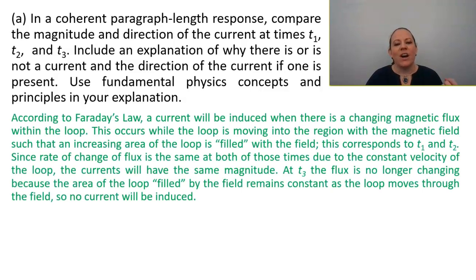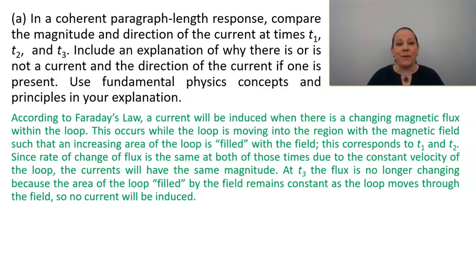According to Faraday's law, a current will be induced when there is a changing magnetic flux within the loop. This occurs while the loop is moving into the region with the magnetic field, such that an increasing area of the loop is filled with the field. That's how I think about it. And this corresponds to times T1 and T2. Since the rate of change of flux is the same at both of those times, due to the constant velocity of the loop, the currents will have the same magnitude. At T3, the flux is no longer changing because the area of the loop filled by the field remains constant as the loop moves through the field, so no current will be induced.